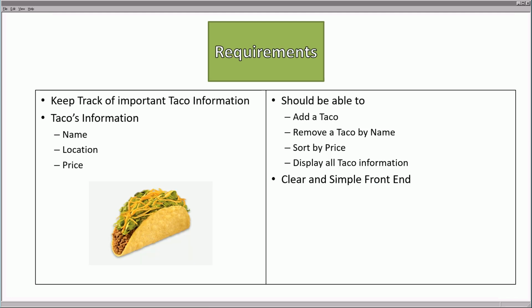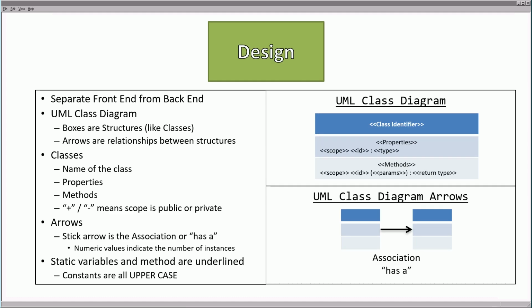First, let's gather our requirements. What does this software require? Well, it needs to keep track of important taco information. What kind of information? Well, the taco's name, location, and its price. The software should be able to add tacos, remove tacos by a given name, sort the tacos by price, and display all the taco information. In addition to all of that, the software should have a clear and simple front end that the user can use. Now that we have our requirements, we move on to designing the software.